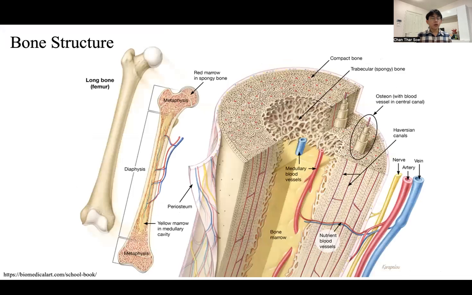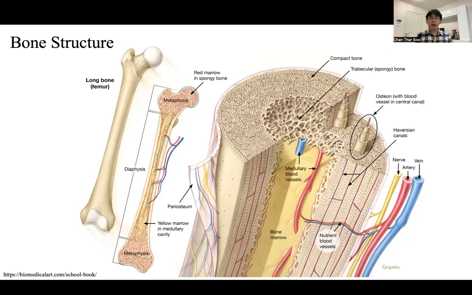So first, let's take a look at the structure of bone. If we are going to design the fourth generation of biomaterial for bone regeneration and repair, we need to understand the structure of bones. So this is the long bone, the femur.